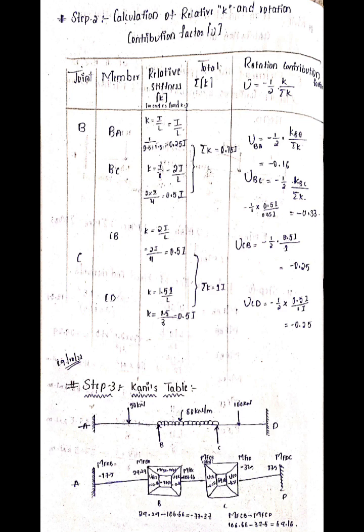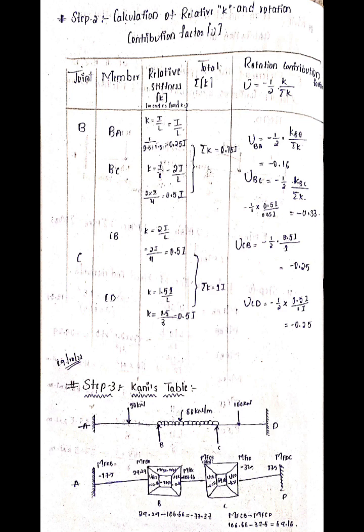The joints are B and C, and the members are BA, BC, CB, CD. The relative stiffness K formula is I by L or 3 by 4 I by L. K equals 3 by 4 I by L when the far end is free. For the remaining cases, K equals I by L, whether the far end is a fixed, pin, or roller support. If it is a free end, then K equals 3 by 4 I by L. So applying that formula, we can calculate the values.